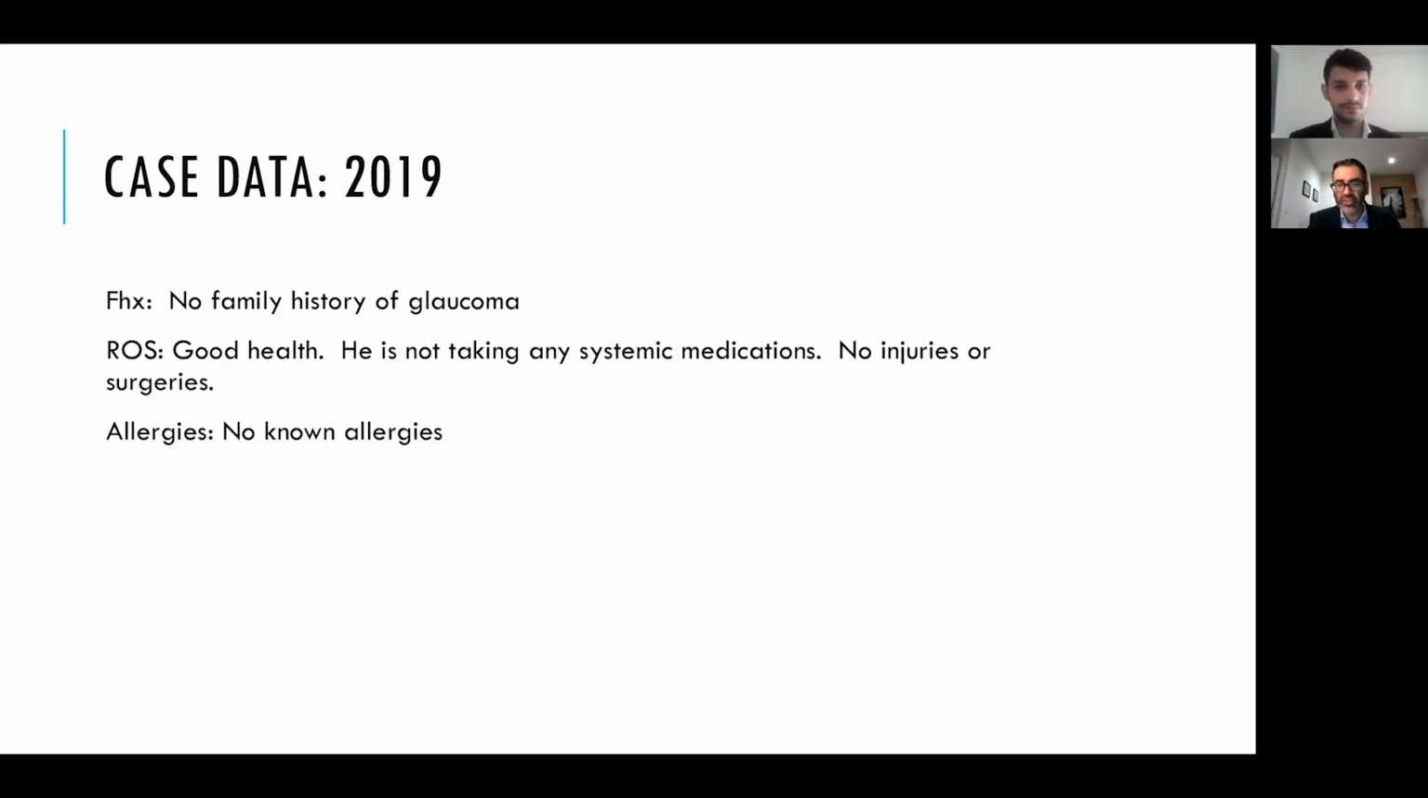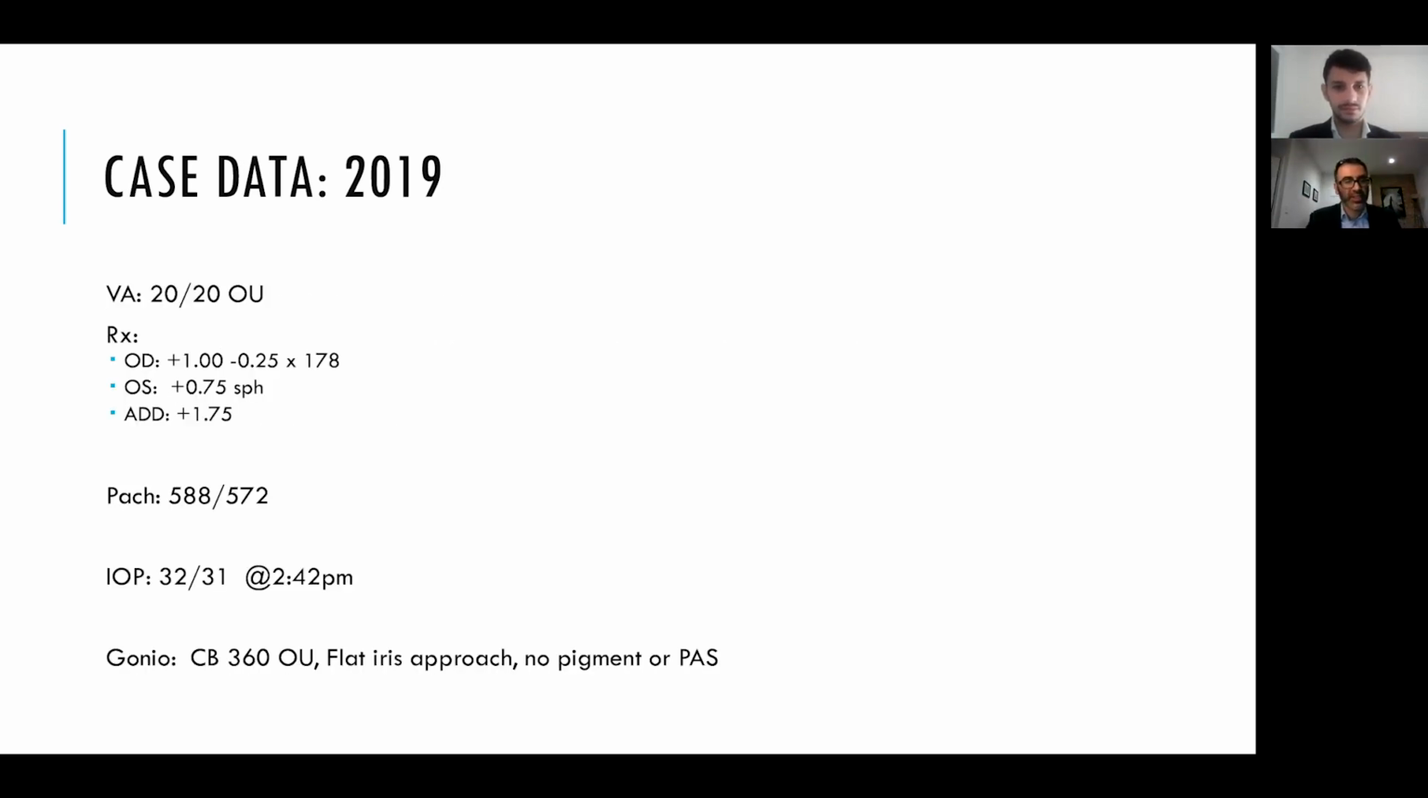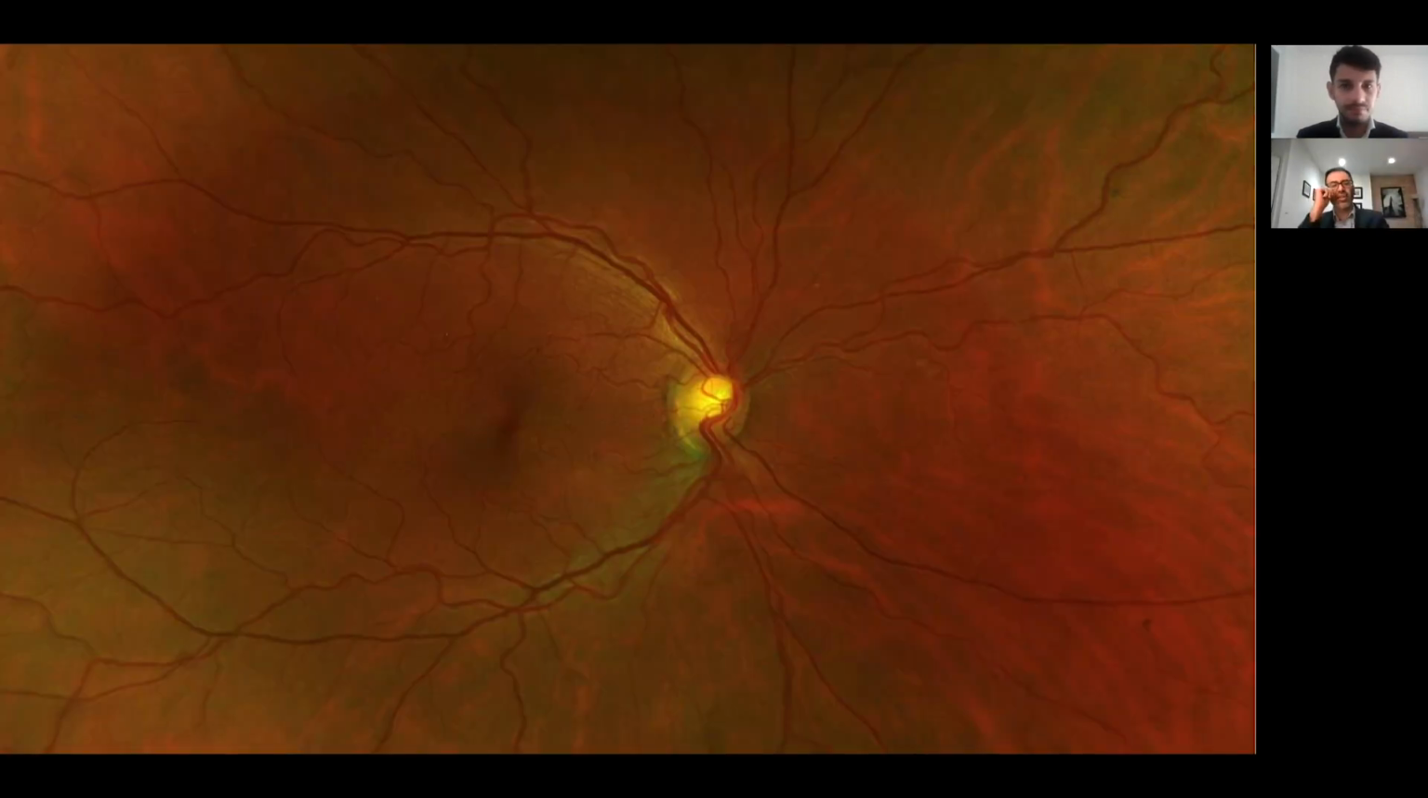No family history of glaucoma as far as she knows. And she's not taking any other systemic medications, no injuries or surgeries. Her VAs are quite good, a very slight hyperope. She does have some thicker pachs, 588, 572. Her eye pressures at our visit were 32 and 31, right? Her ciliary body was seen on gonio, flat iris approach, no PAS. So yeah, her eye pressures are a little bit high. So let's have a look at her optic nerves.